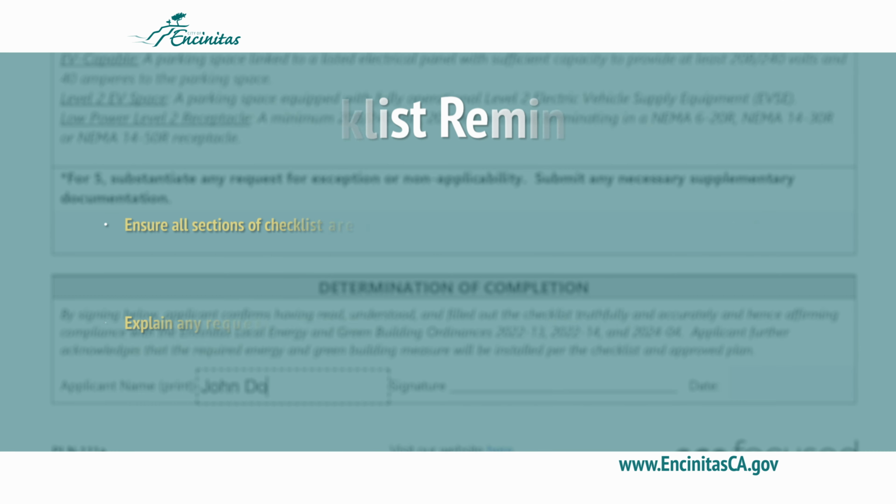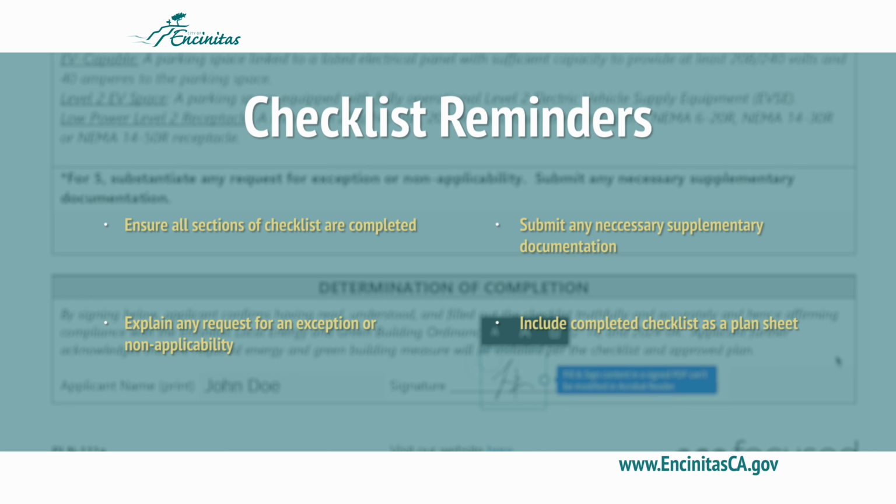When going through the checklist, please ensure that all sections of the form are completed. If a requirement does not apply to your project, check the Not Applicable box and provide an explanation in the Justification section. Similarly, explain any request for exemption in the Justification section for the corresponding requirement and submit any necessary supplementary documentation. After completing the checklist, sign the affidavit at the end of the form and include the completed checklist as a plan sheet in your project's plan set to be submitted as part of your building permit application.